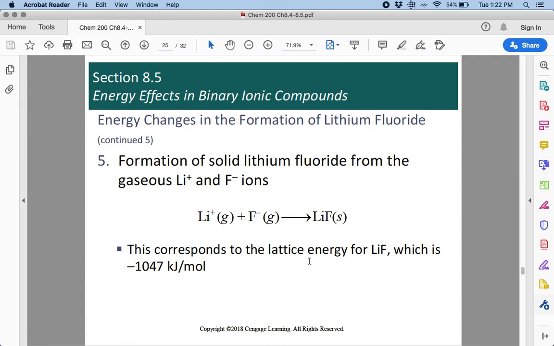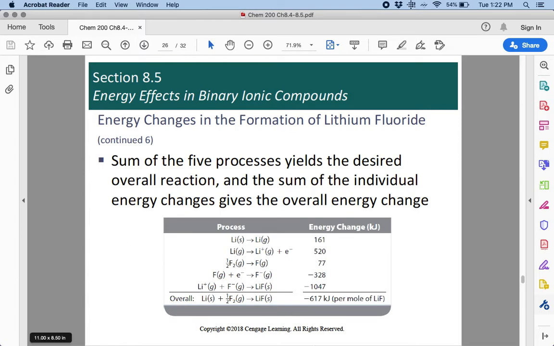So when we put all these together, the formation of lithium solid from the gas cation of lithium and the gas anion of fluorine is negative 1,047 kilojoules per mole. Now, when we put all this together, it looks something like this.